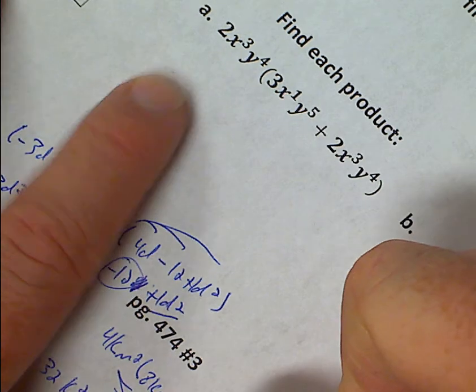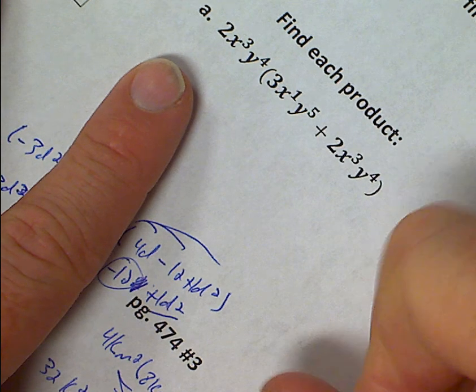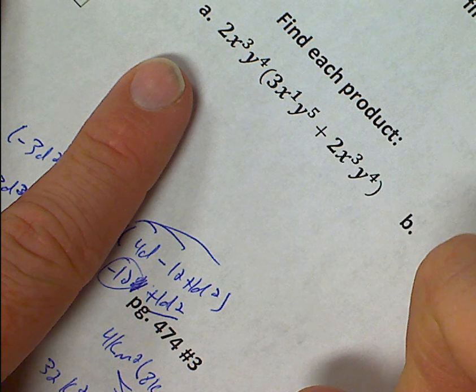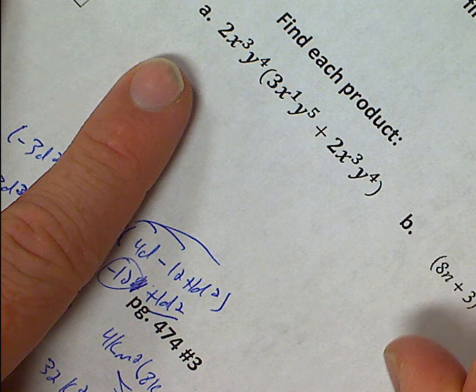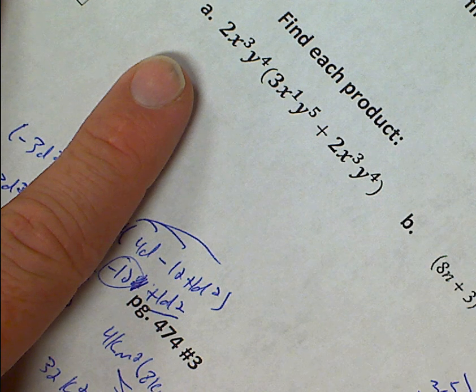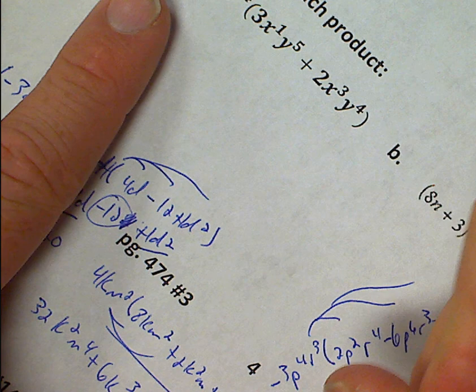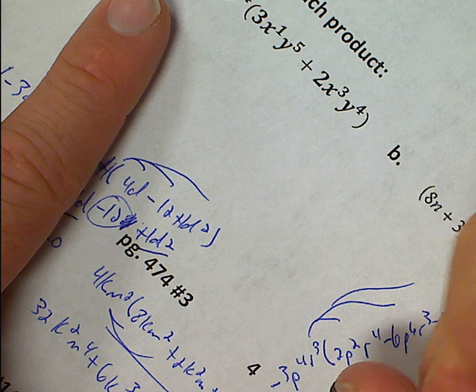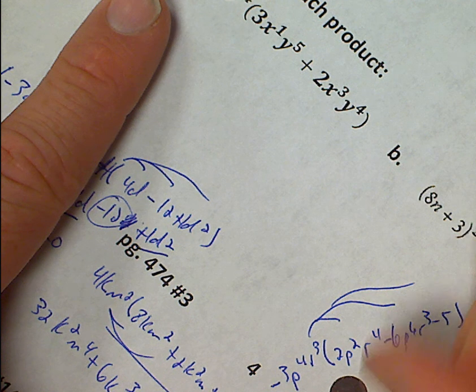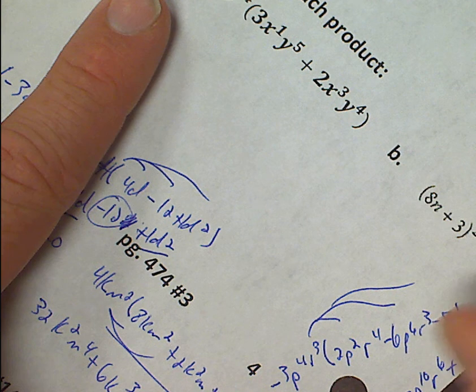Number 4, this would be negative 3p to the 4 r to the third, 2p squared r to the 4 minus 6p to the 6 r to the third minus 5. I'm going to go ahead and distribute. So this would be negative 6p to the 6 r to the 7 plus 18p to the 10 r to the 6 plus 15p to the 4 r to the 3.